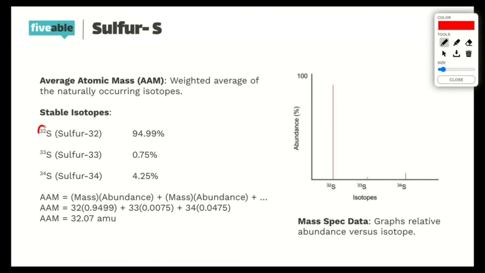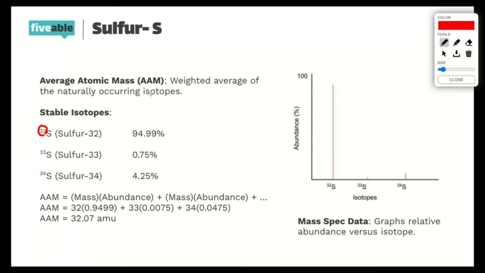So this right here is what we call the mass number. And it's the number of protons and neutrons. Every single sulfur isotope has 16 protons. So the number of neutrons can be determined by subtracting that. I highly doubt they're ever going to ask you a question saying, how many protons are in this thing?